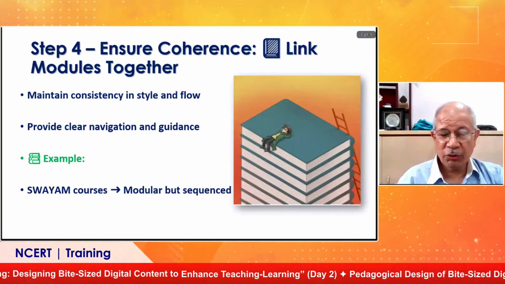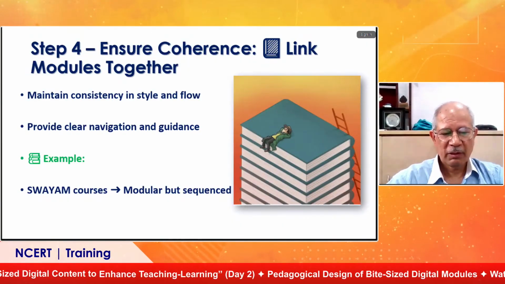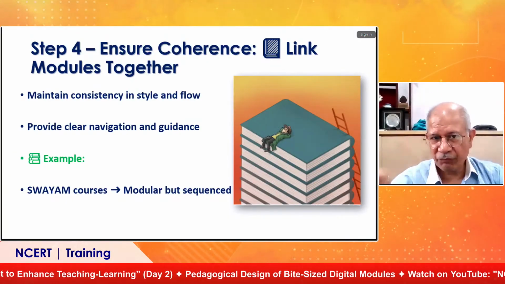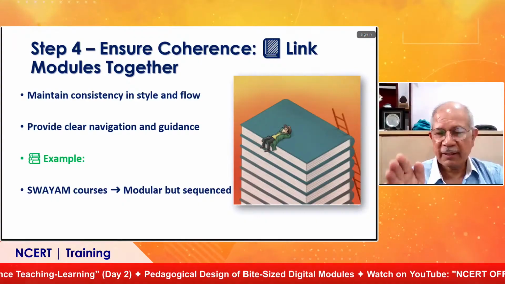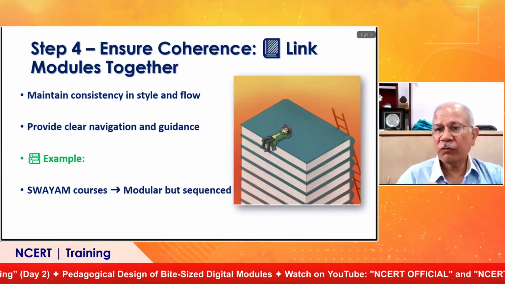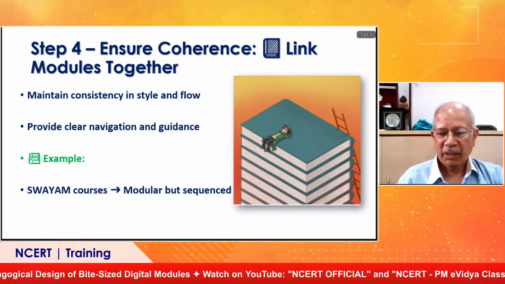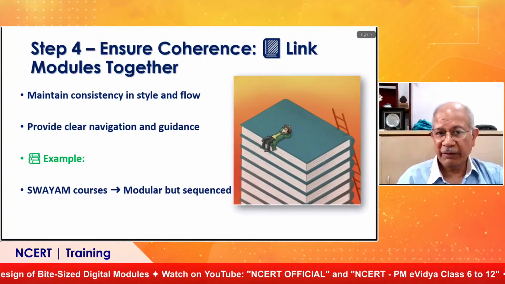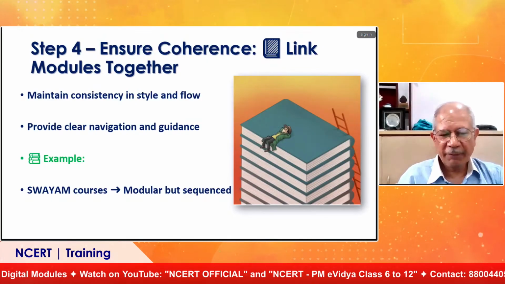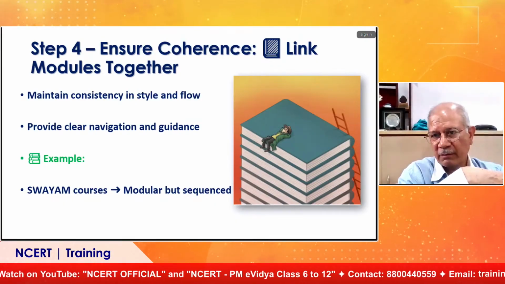We need to ensure coherence among different modules. Micro-learning doesn't mean random learning. There has to be a flow. There has to be a consistent format. Our module should be part of a bigger plan. So we need to use a consistent format, and we need to provide navigation guidance. So we can say here, okay, if you don't know sampling, you can start from here.